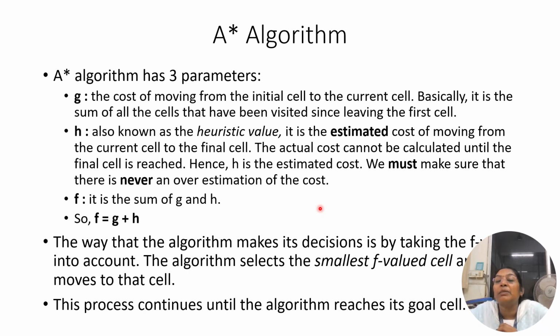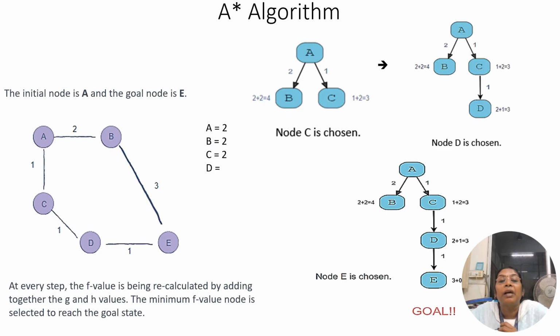So ultimately, for obtaining this f of n, we add g of n with h of n, and this f of n has to be the lowest value. Accordingly, traversing from one node to another takes place, ultimately reaching the goal node.